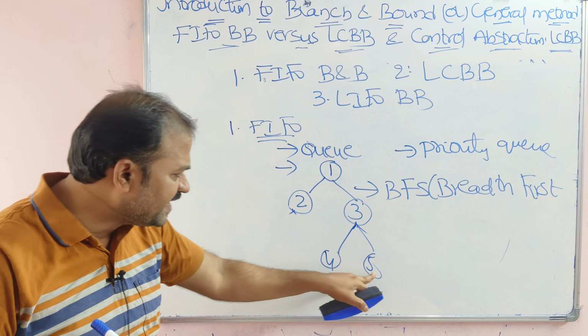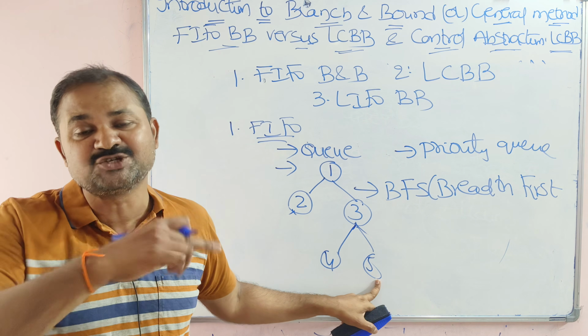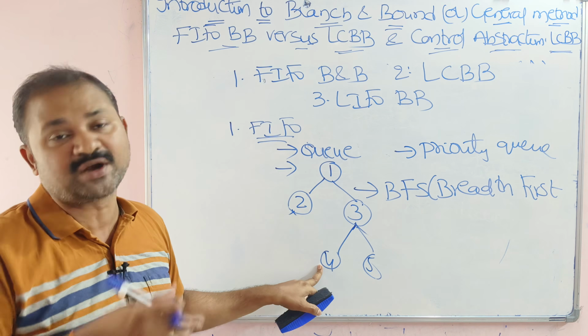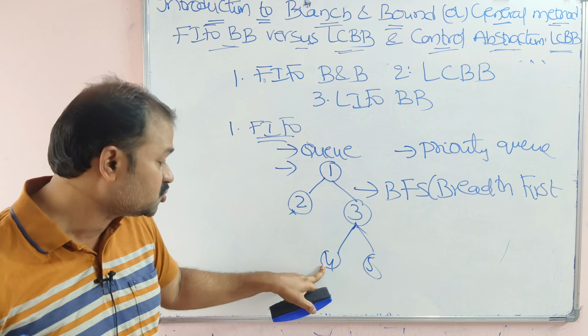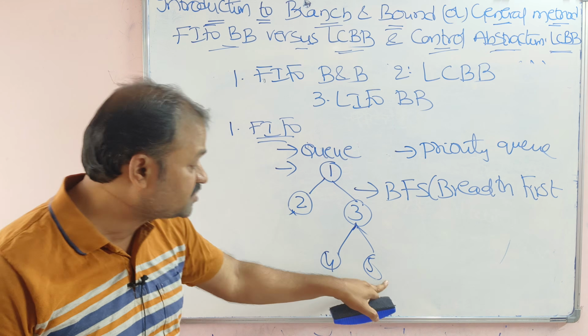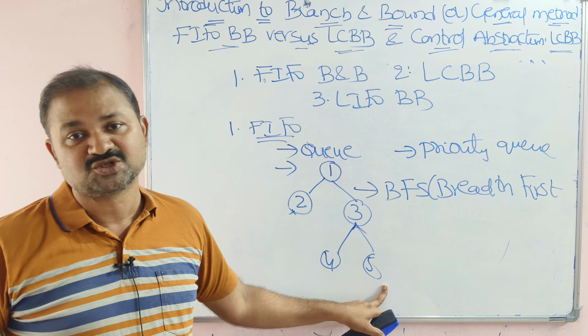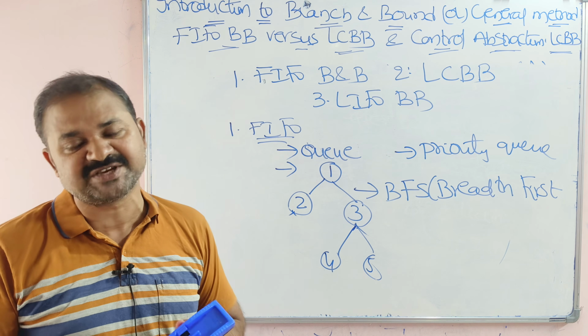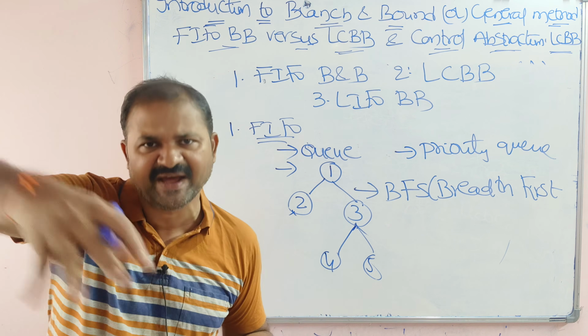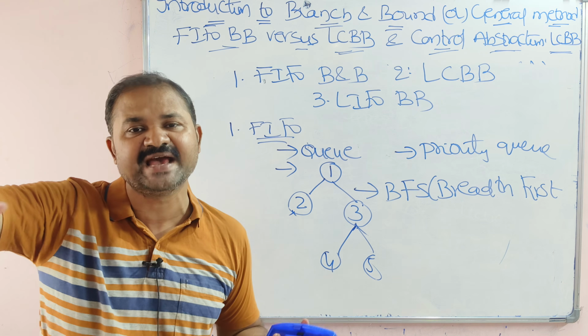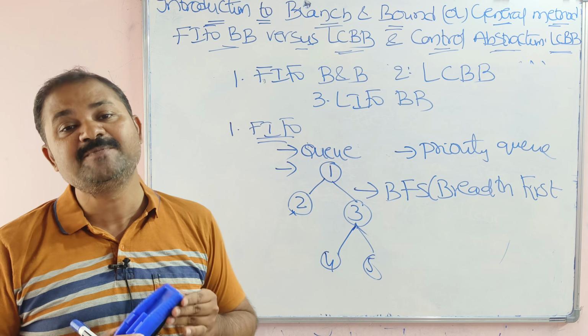Here it is generating 2 nodes, 4 and 5. Let us assume that out of 4 and 5, node 4 has the least cost. So this node will be explored and the other node won't be explored. Okay, so that is about least cost branch and bound. Out of the available nodes, the node which is having the minimum value will be explored.